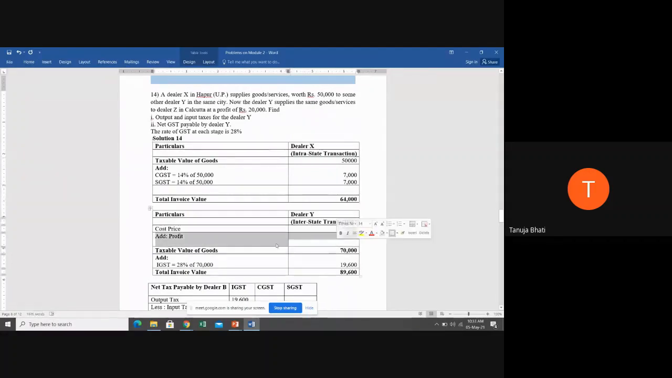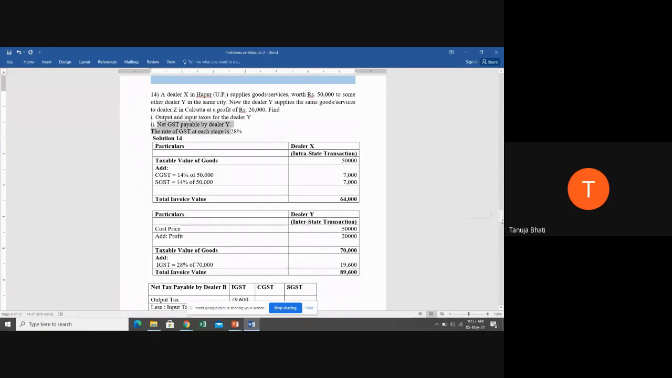Again, you're going to add the profit of 20,000. The taxable value becomes 70,000. On this 70,000, 28% IGST is charged because it is an interstate transaction. So that comes to 19,600. So the total invoice value is 89,600. Now they are asking us the net GST payable by dealer Y.